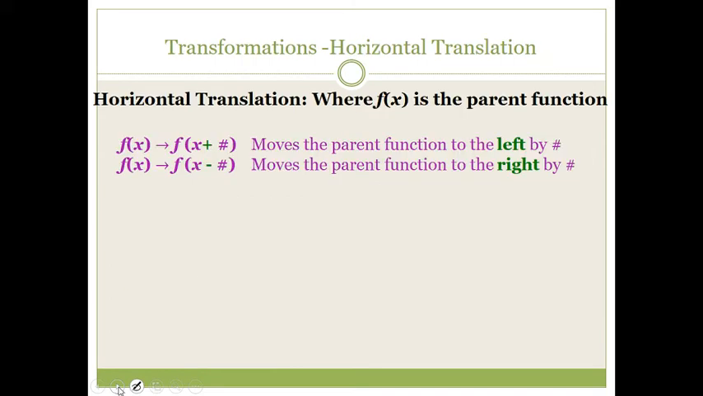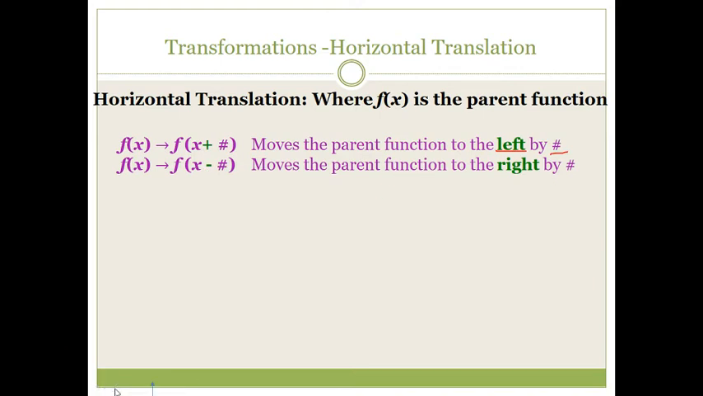All right, so we've talked about the vertical translations. Now let's talk about a horizontal translation. When you take a function and inside the parentheses you add or subtract a number, that moves our function left or right. And it's kind of opposite of what you think. If I'm adding a number inside that argument, that actually moves our function to the left by whatever that number is. If I'm subtracting a number inside the argument, that actually moves the function to the right by whatever that number is.